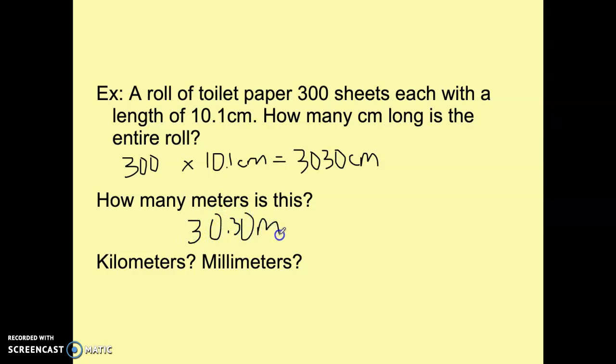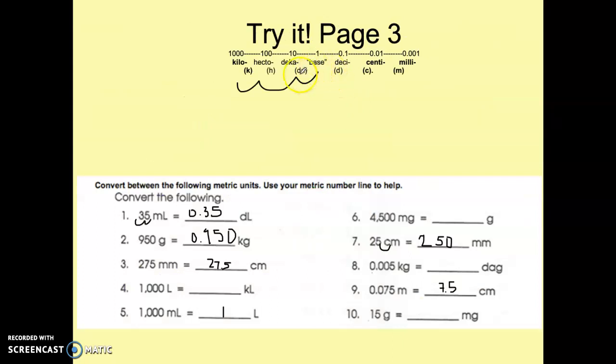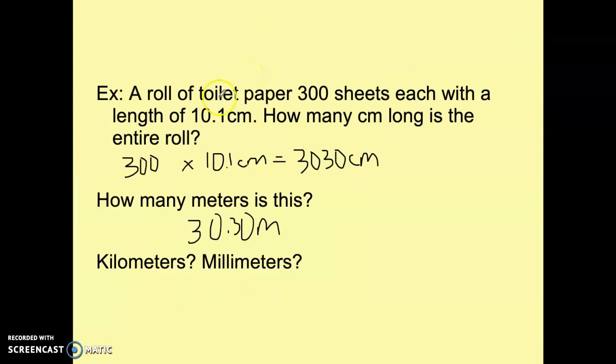You could pause and try though. Okay, so meters to kilometers now. What do I have to do? 1, 2, 3 spots left. 1, 2, 3 spots left gives me 0.030 kilometers.